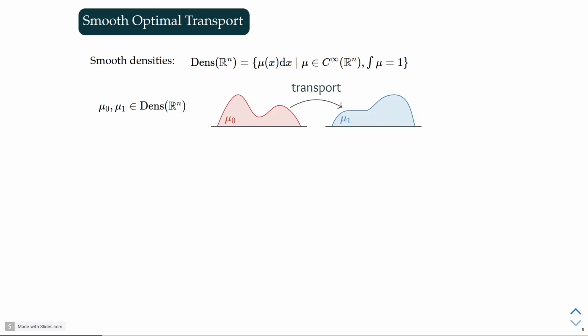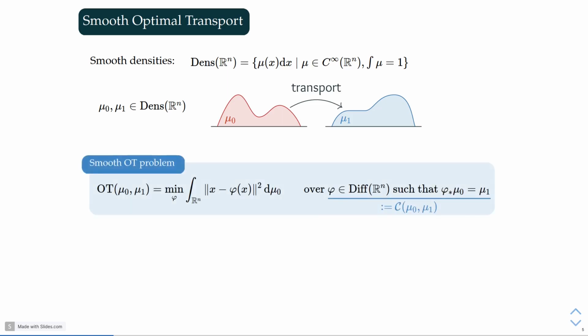So this is what we're going to study in the rest of the talk. I'm going to also assume that everything is very smooth. So I'm going to consider smooth probability measures that have a density with respect to the Lebesgue measure. So this is what I call dense. And so I'm going to formulate what I call the smooth OT problem, which is the Monge problem, but with smooth maps. So I'm going to work with the diffeomorphisms. And the set of diffeomorphisms that send mu0 onto mu1, I'm going to call this C of mu0, mu1. It's the set of feasible maps. And we want to find the best map among this set.